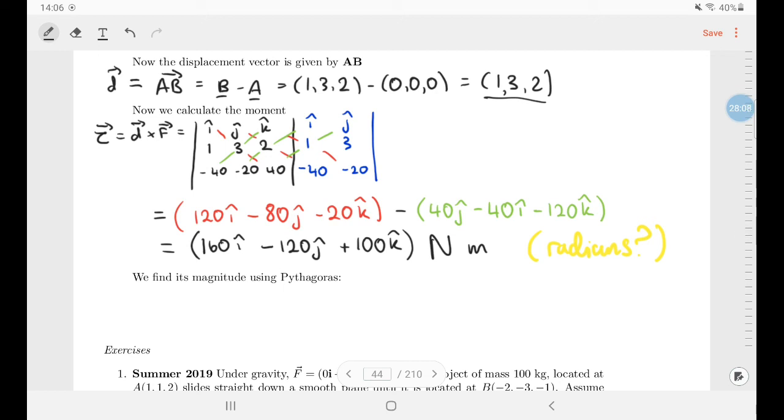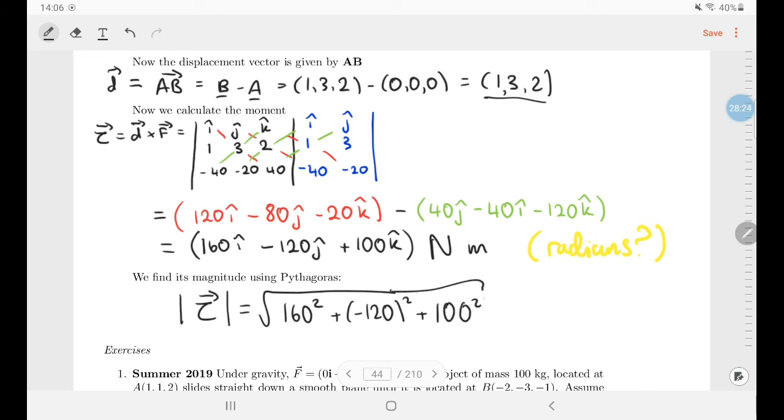The end of this question anyway is find the magnitude. So we want to find the magnitude of this thing, do Pythagoras. 160 squared plus minus 120 squared plus 100 squared. And to four significant figures, what are we talking about here? So square root of 160 squared plus 120 squared plus 100 squared, I get 223.6. That's four significant figures, Newton meters. Okay.